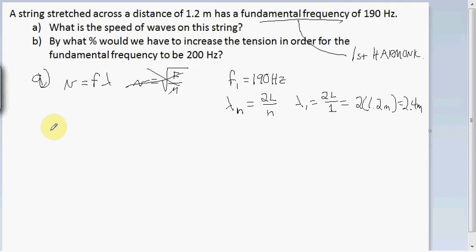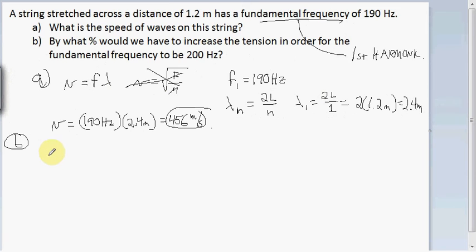That's the wavelength of our fundamental harmonic, and our frequency is 190 hertz. So now I can say v is equal to 190 hertz times 2.4 meters. And when we work that out, we end up with 456 meters per second. And so that's the speed of waves on this string.